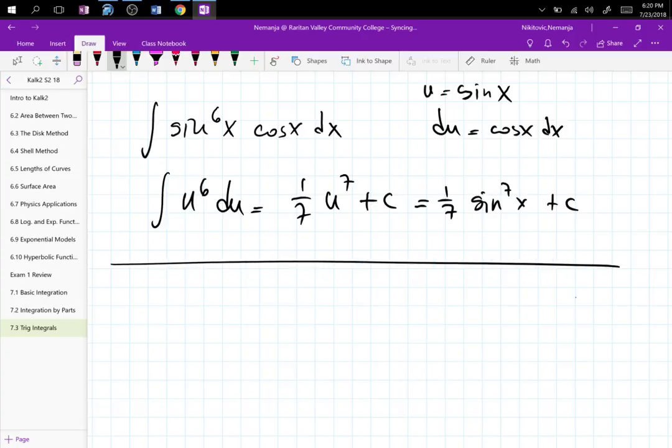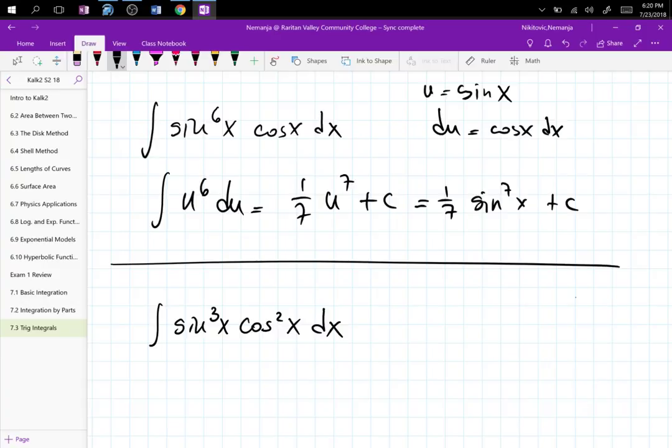So I hope you all have the same answer for this vanilla warm-up problem, right? All right, let's open the gates of hell and see what's in. How about sine cube x cosine square x dx? You see? This is not a problem.